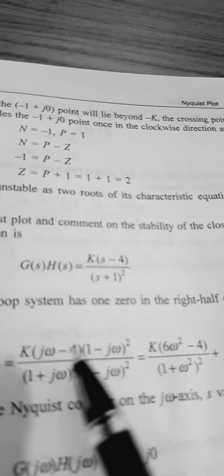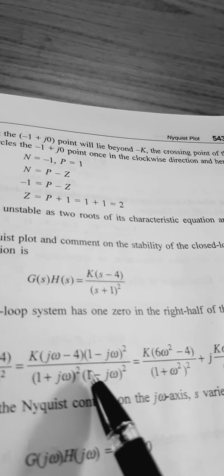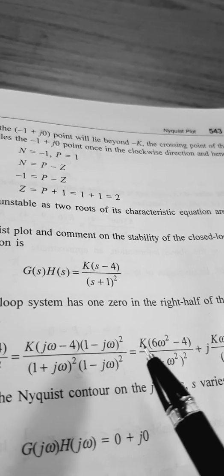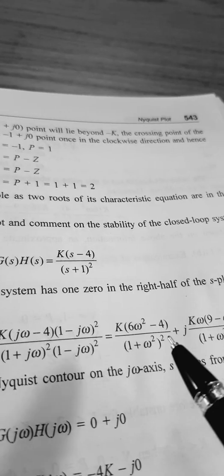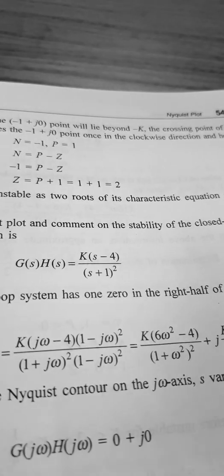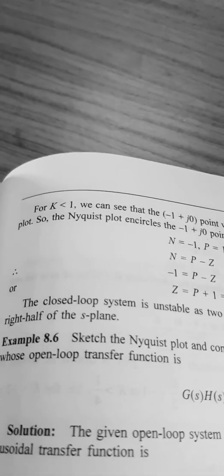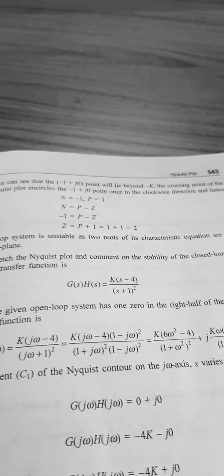So the denominator, you will get (1 + ω²)². Similarly, when you are multiplying these two, you will get a real part, k into 6ω² − 4. If you want, we will multiply that also: k into (jω − 4) into (1 − jω)².